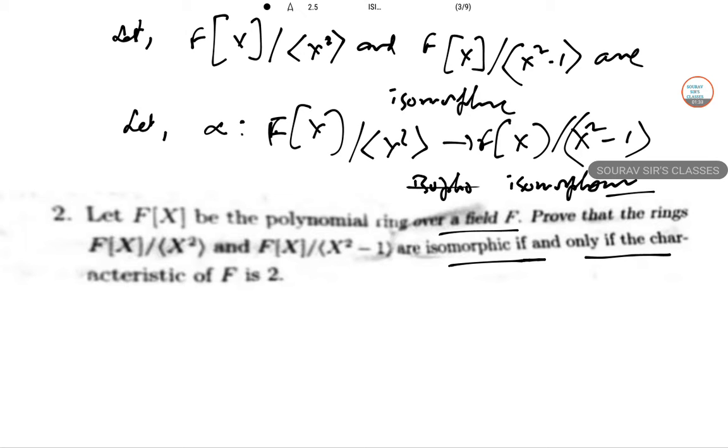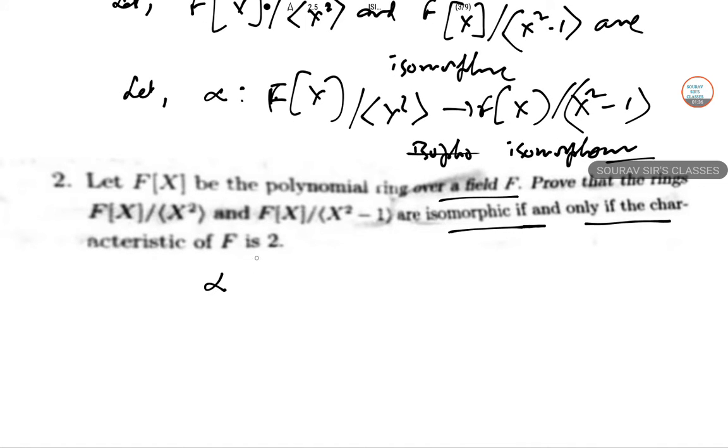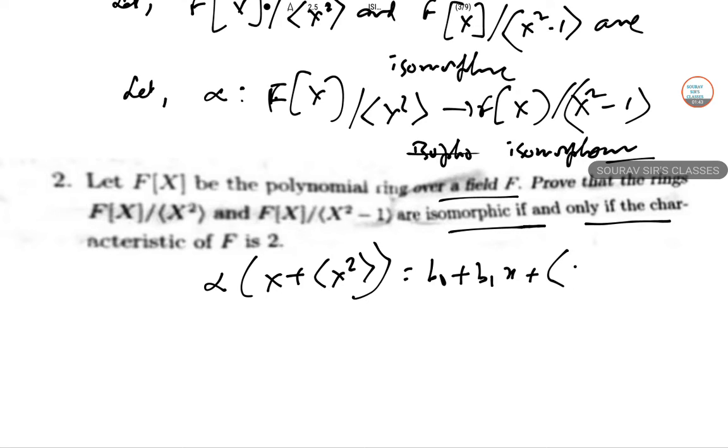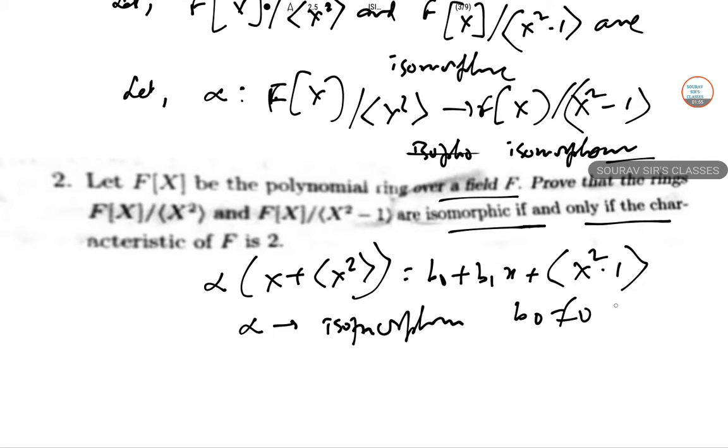Okay, now with respect to this, if we just proceed, b0, this will be b1x and this will be x² − 1. Now this means it is an isomorphism, so necessarily b0 is not equal to 0 or b1 is not equal to 0. Any one of them is non-zero. And this way if we proceed, it follows to a situation.